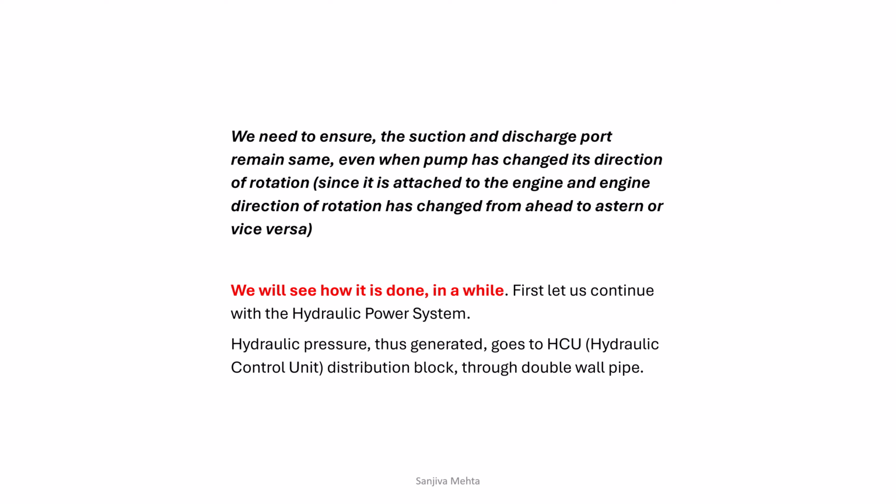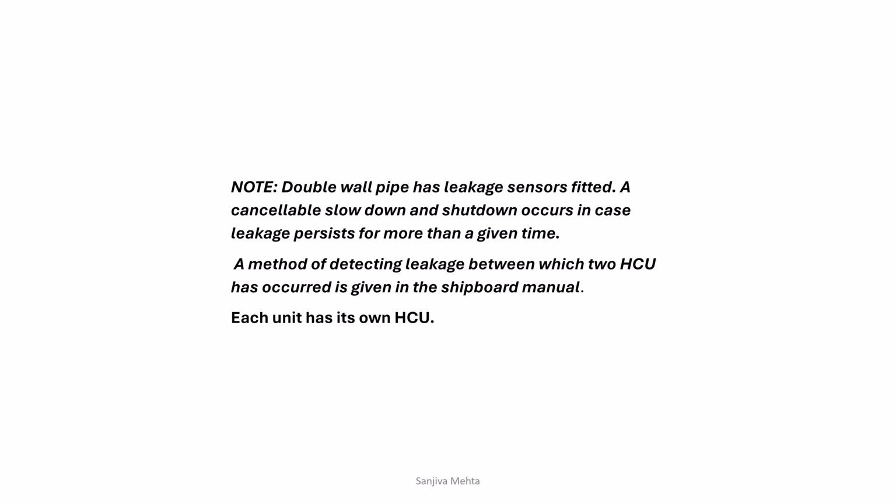And shutdown can also be a cancelable shutdown, because suppose it happened during maneuvering. For time being, you will live with leakage, but you do not want the engine to stop. All these things we will discuss later when we discuss the slowdown or shutdown alarm system. Meanwhile, remember this, that leakage sensors are fitted in the double wall casing on a hydraulic pipe. A cancelable slowdown and shutdown occurs in case leakage persists for more than a given time. A method of detecting between which two HCU the leakage has occurred is also given in the shipboard manual.